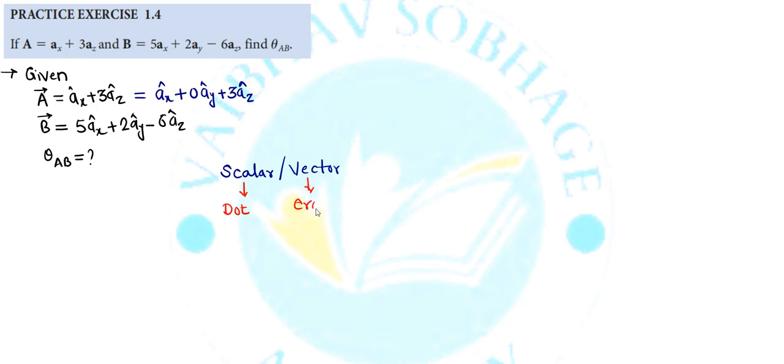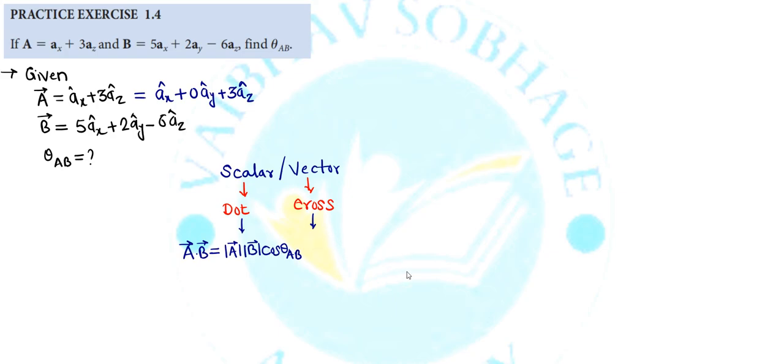Now, if you have gone through the theory of this chapter, vector algebra, how is the dot product represented? If we are given two vectors, vector A and vector B, the dot product between these two vectors is given by the magnitude of vector A multiplied by the magnitude of vector B into cos of the angle between those two. So this is the dot product.